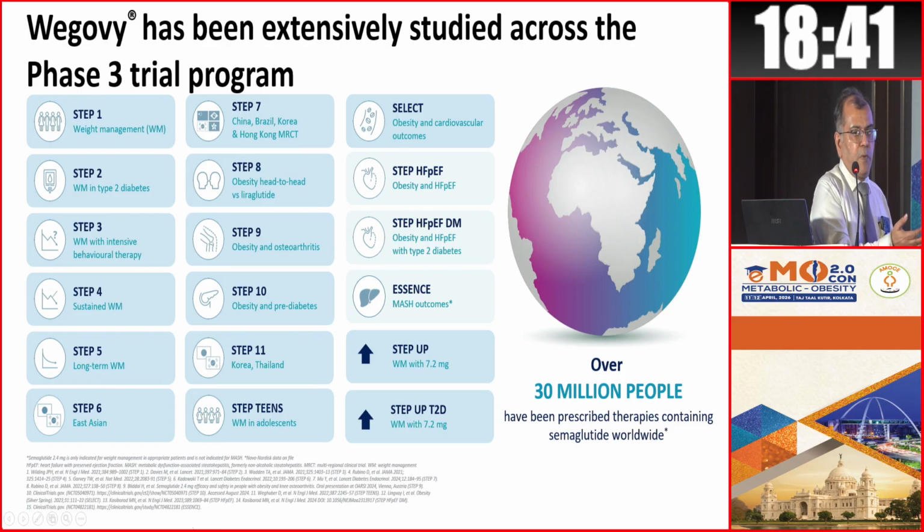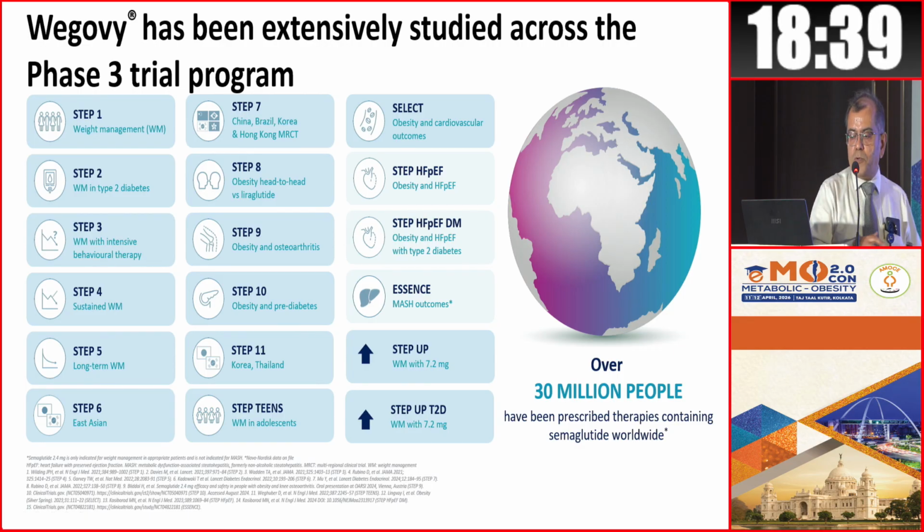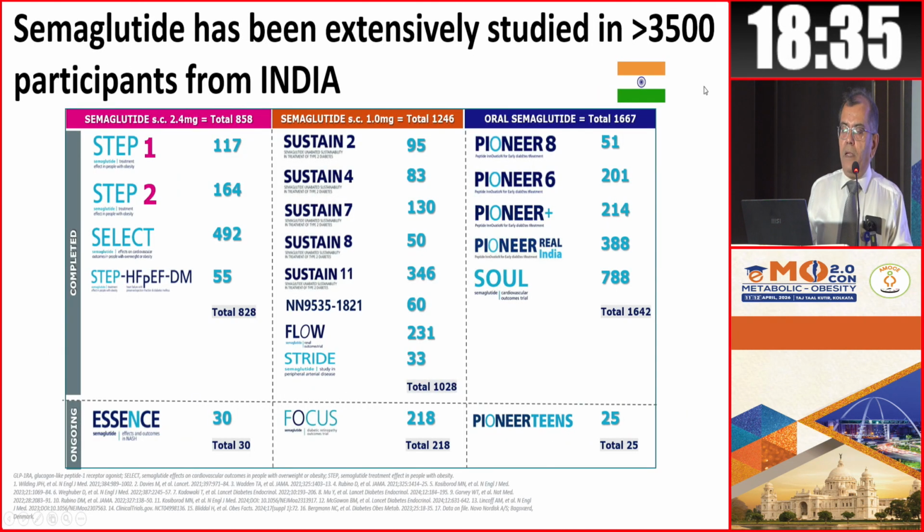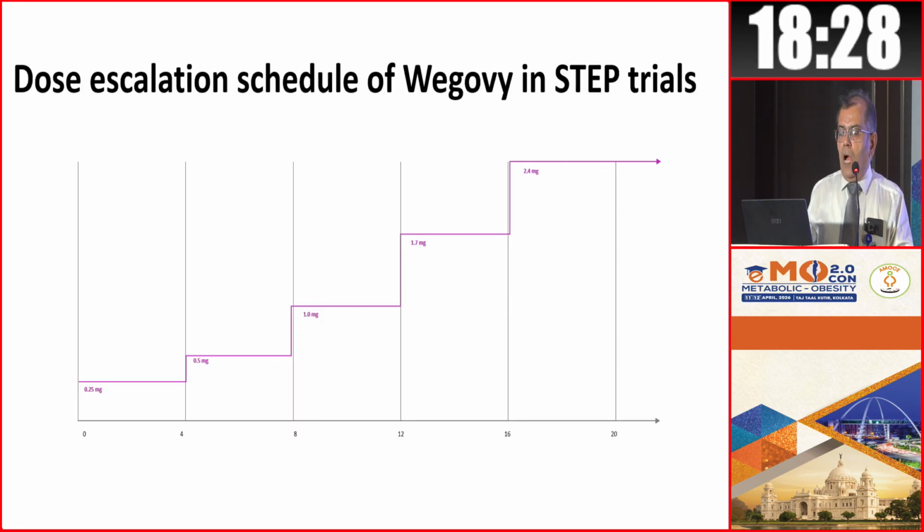Then the STEP up, where they went up to a dose of 7.2. So there's a vast network on program. And what we can say in all these trials, there have been more than 3,500 patients from India who have been studied. So how do you go for the dose escalation of Wegovy, as was shown in the STEP trials?